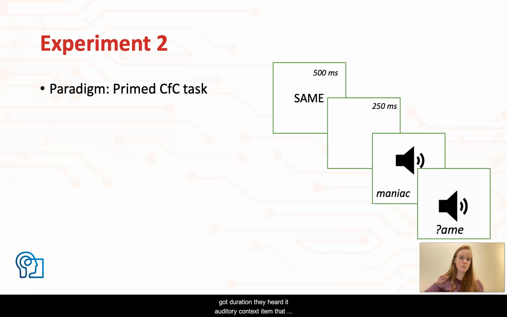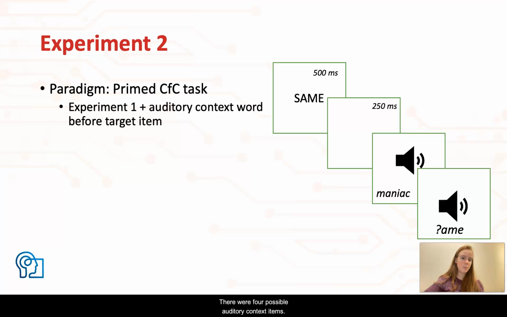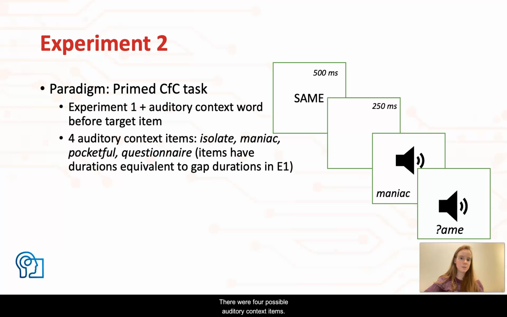Instead of the variable gap duration, they heard an auditory context item that either ended with a phoneme that has a back place of articulation, for example maniac, which ends with a k, or a front place of articulation, for example isolate, which ends with a t. There were 4 possible auditory context items.